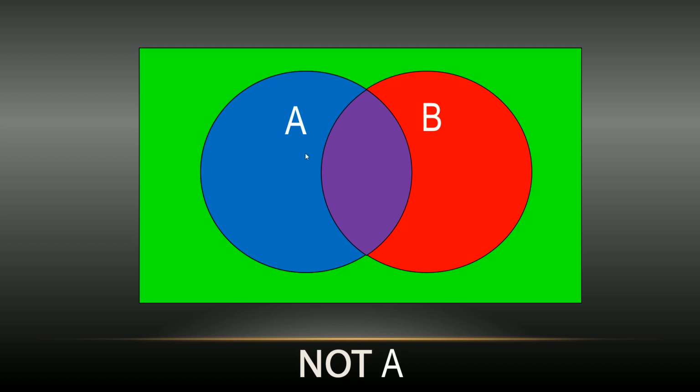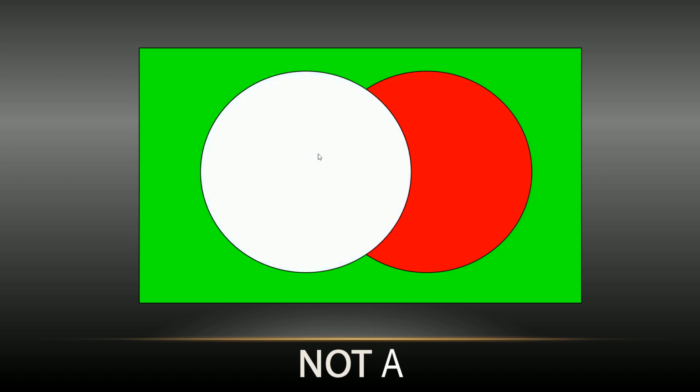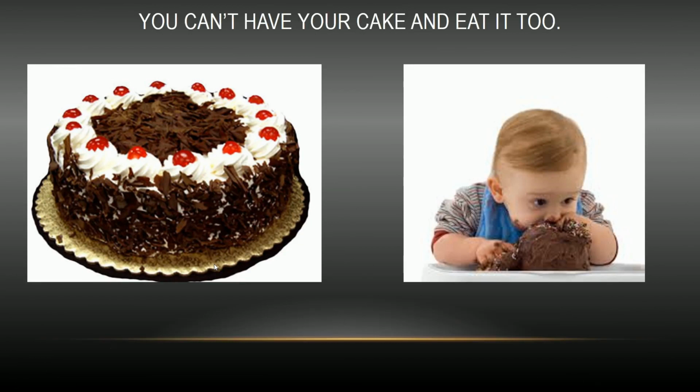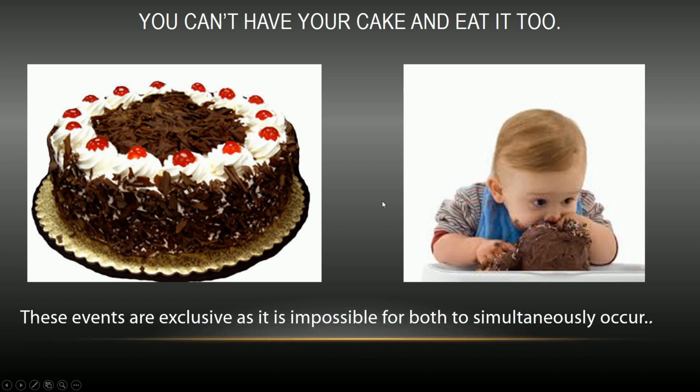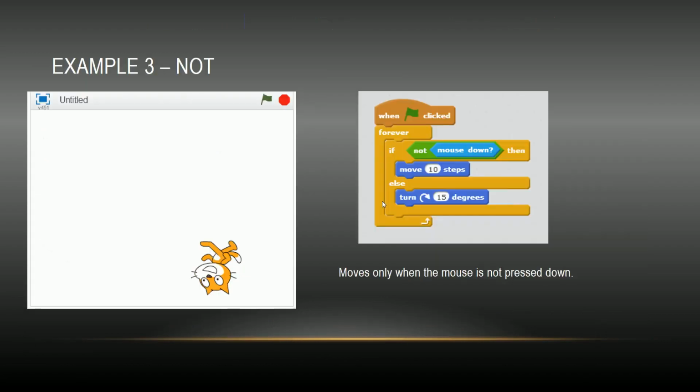Okay, welcome back. So you should have chosen the red and the green area for the not A. So this crescent moon area in here and the green area all the way around. So the easiest way to think about not: you can't have your cake and eat it at the same time. Okay, so it has to be one or the other. You can't have both at the same time. Okay, so they're exclusive and it's impossible for them to occur at the same time.